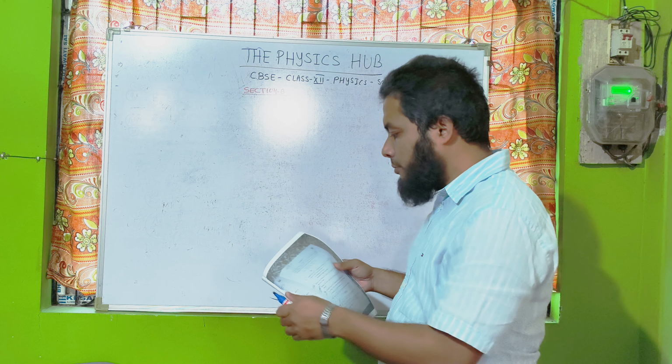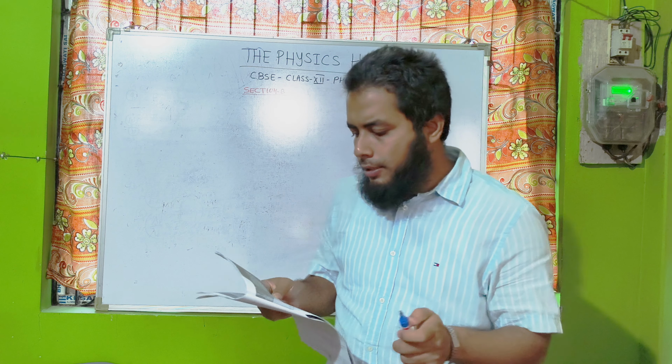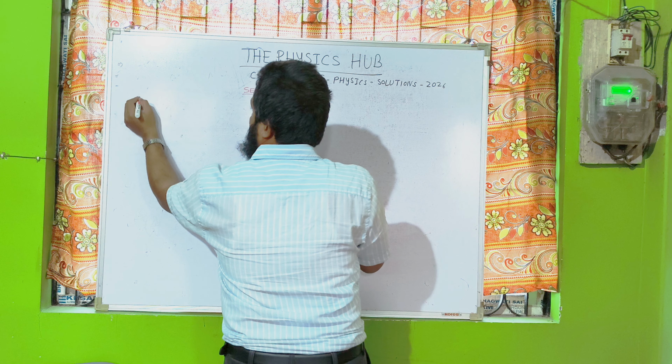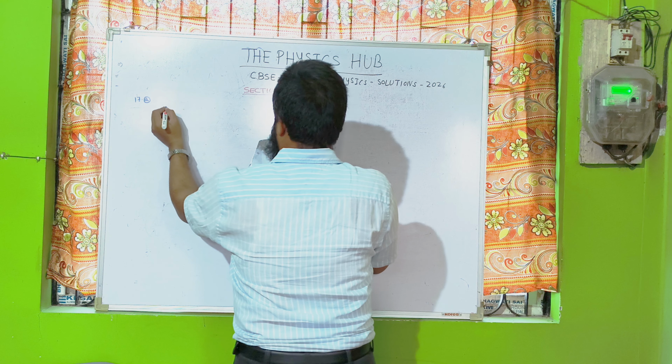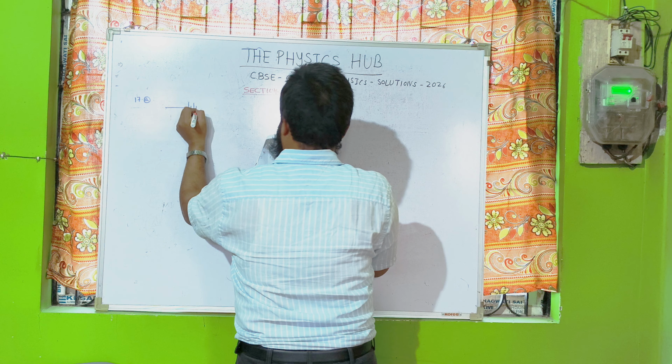Section B का question number 17, part A. It is coming from current electricity. Okay, and it is a conceptual question. It uses the basic idea of Kirchhoff's law. It tests your knowledge of Kirchhoff's law.